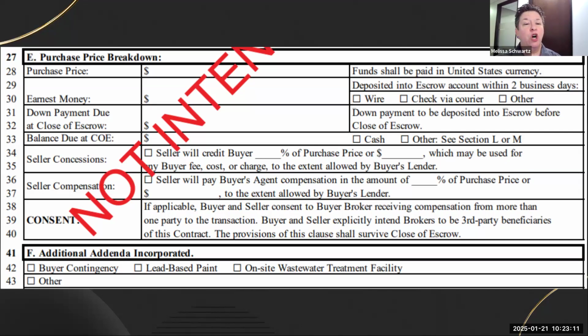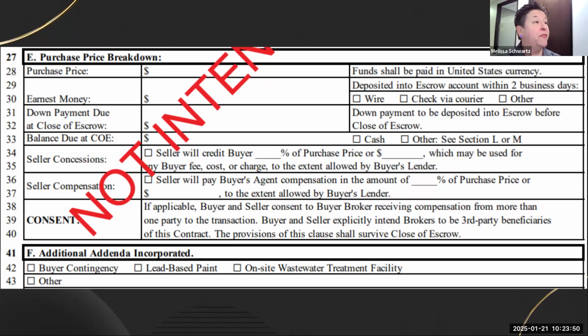Purchase breakdown, right? So purchase price, earnest money, down payment, due at close of escrow. So they've defined that line, and then the balance due at close of escrow. They've put concessions and compensation right here of what the seller will do in terms of crediting either the buyer or purchase price. So asking for financing terms, right? They've put it on the front page, if you will, to explain what they're asking for. Seller compensation, that the seller is paying the buyer's agent compensation in what amount. Again, this is all on the very front. So you can actually see everything that is being detailed.